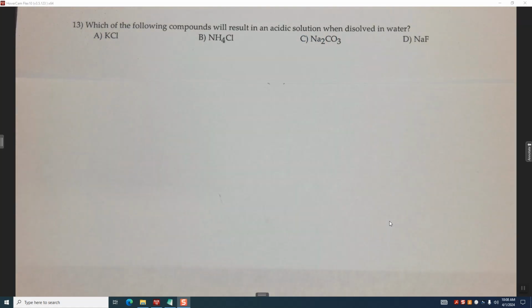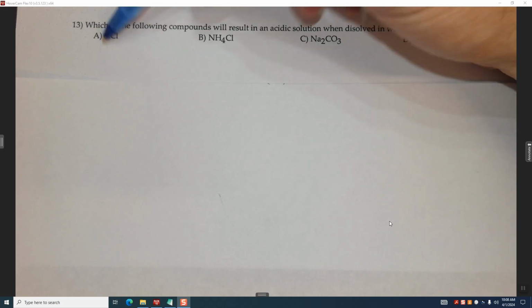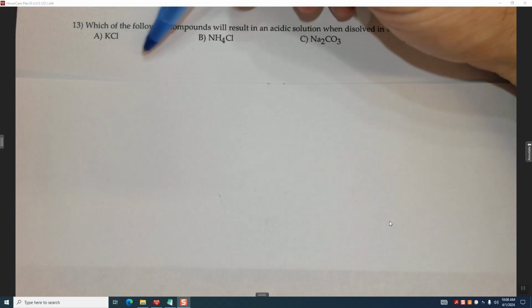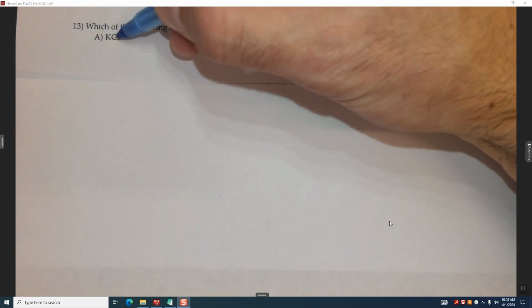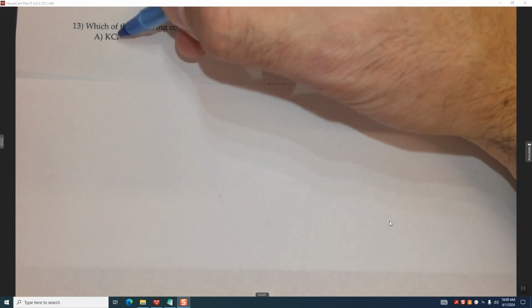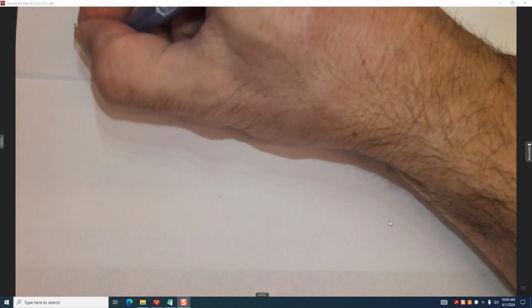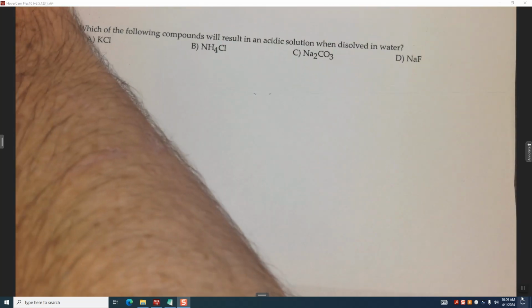All right, number 13 says, which of the following compounds will result in acidic solution when dissolved in water? Well, if you draw KCl in water, in the previous one I showed you HCl is a strong acid. This means that Cl minus is an incredibly weak base. So this is going to end up with a neutral solution.